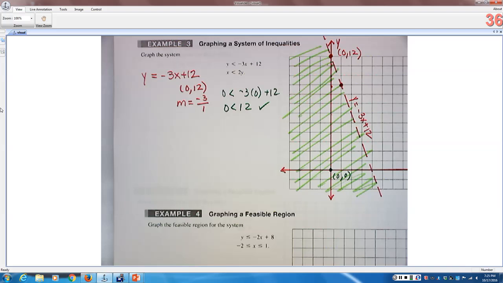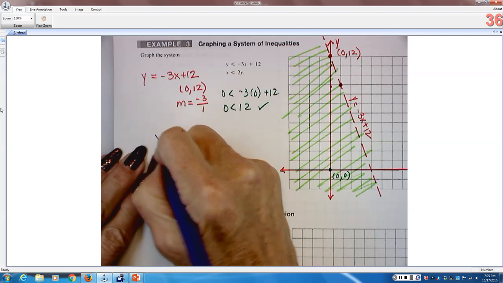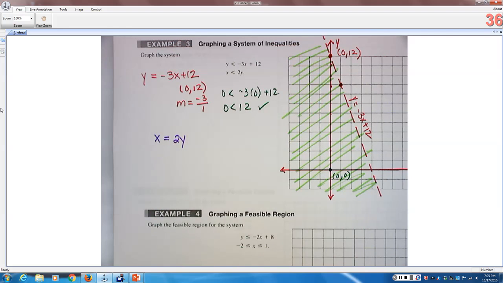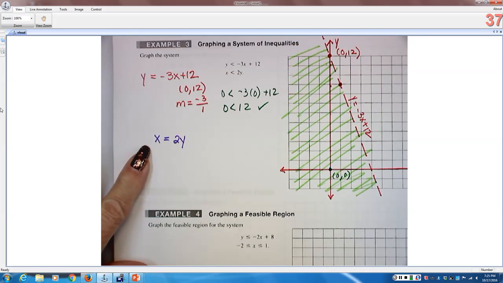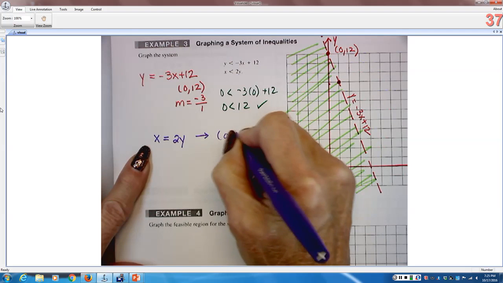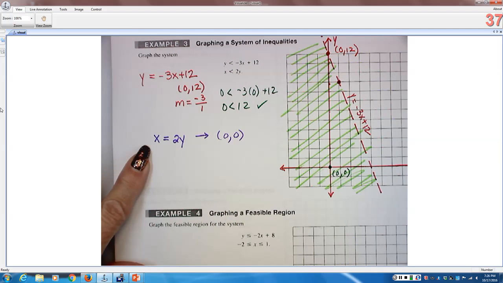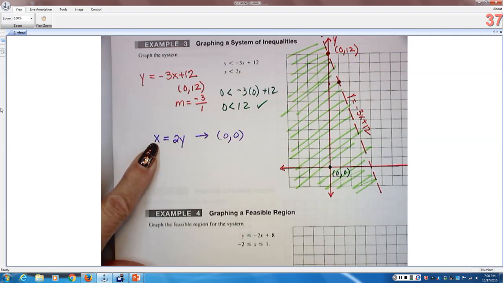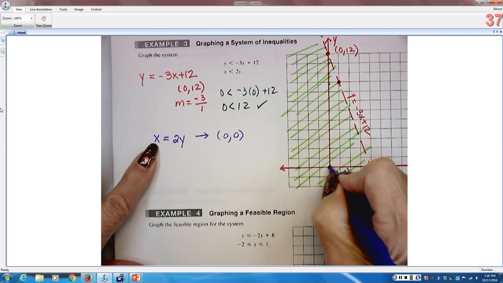And then we'll move on to the second one. x equals 2y. And right away you're going to notice that your favorite test point, 0, 0, is going to be on that boundary line, because 0 is equal to 2 times 0. So you're not going to be able to test 0, 0, although we do know that it's on the line now.